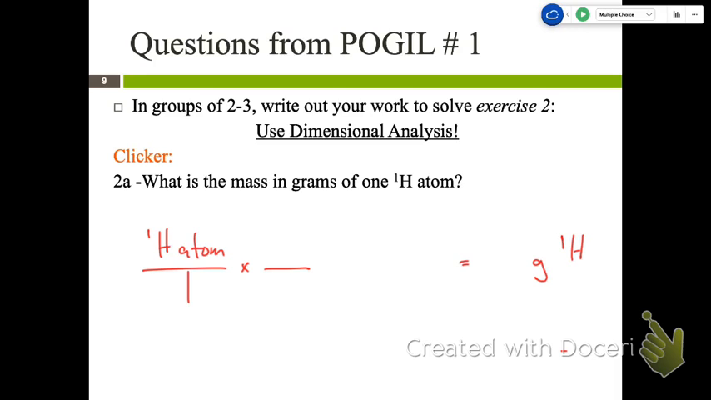That's equal to 1 1H atom. But that is not 1 1H atom. So this is a conversion factor we can figure out how to use. That's a conversion factor. That's a conversion factor. It's your starting point. How can you use those conversion factors after this?